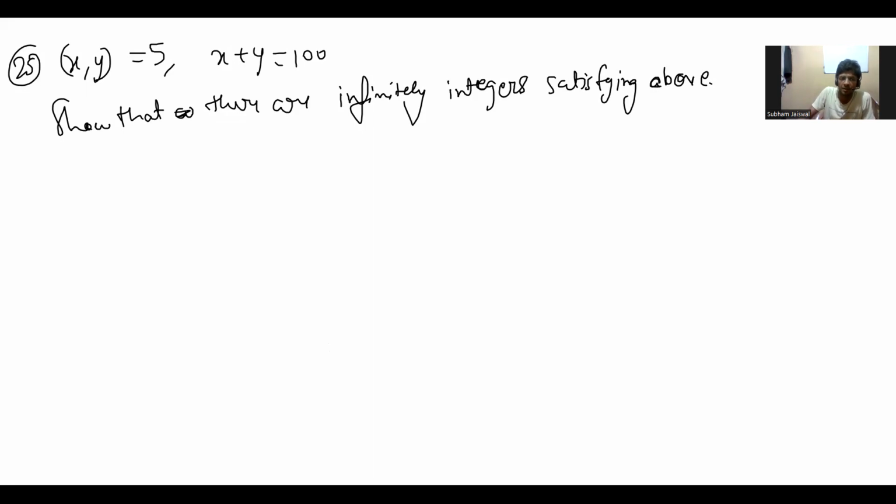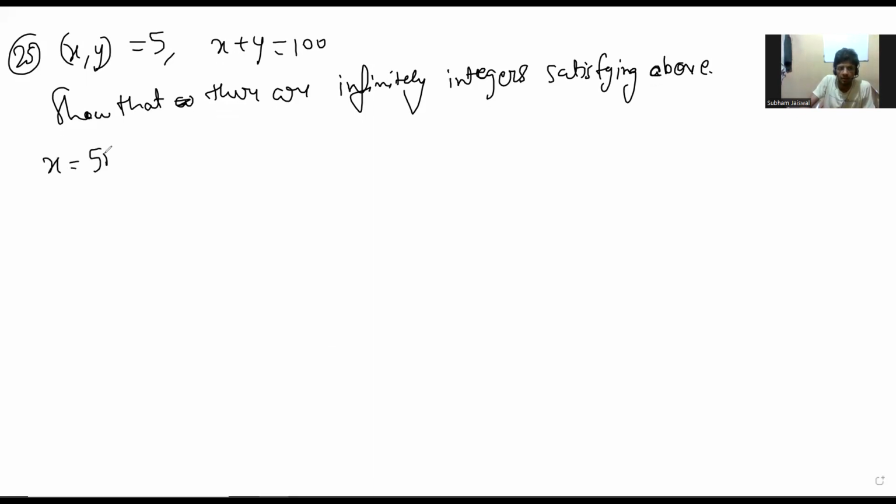Any combination. So what do you mean? Yes, exactly. I don't know why they gave this question. You can obviously make infinitely many pairs. Okay, so let's make it a little more interesting.